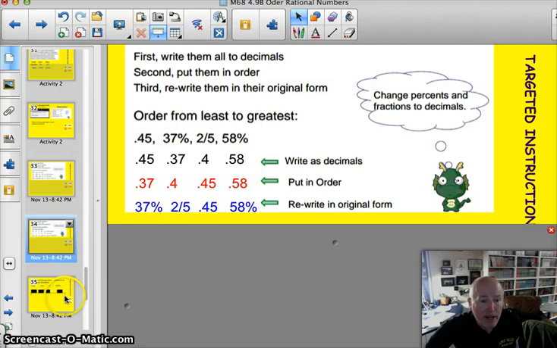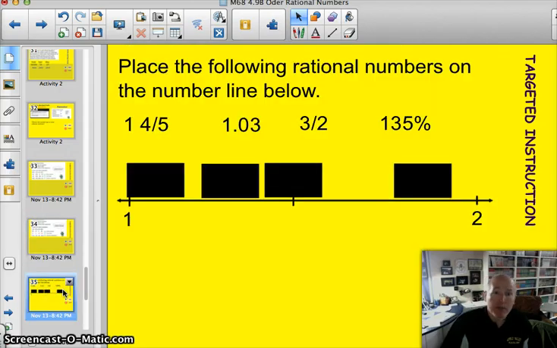All right, next. There are also some times where they'll ask you to take and place rational numbers on a number line to see if you can order them. I'd like you to just pause the video and try to place these on the number line. The first thing I would do, switch them all to decimals and go from there. Go ahead.